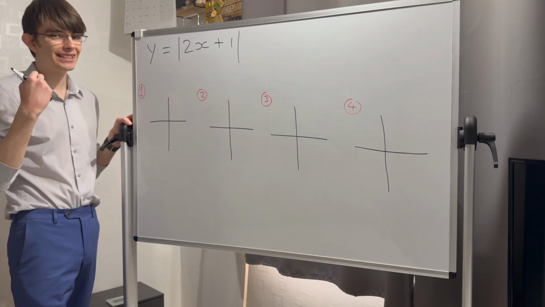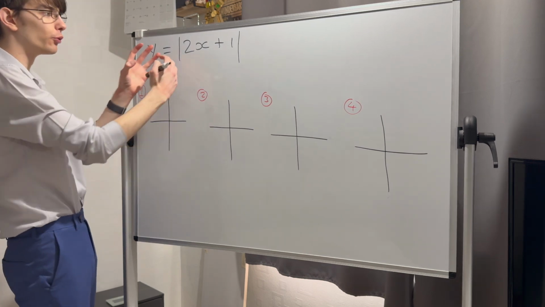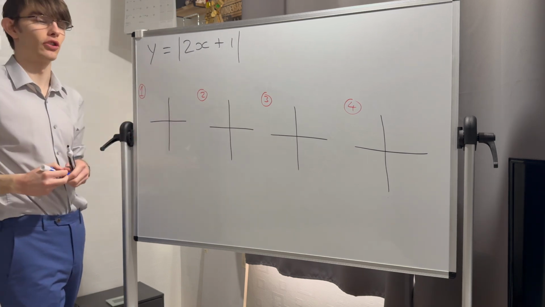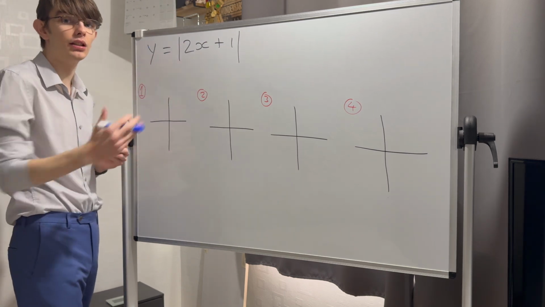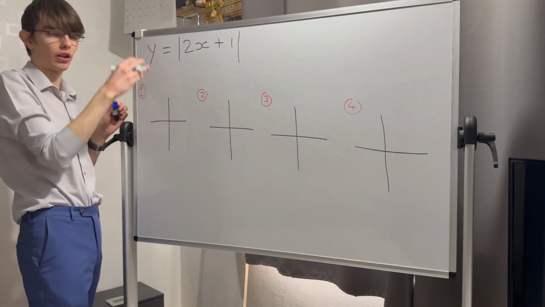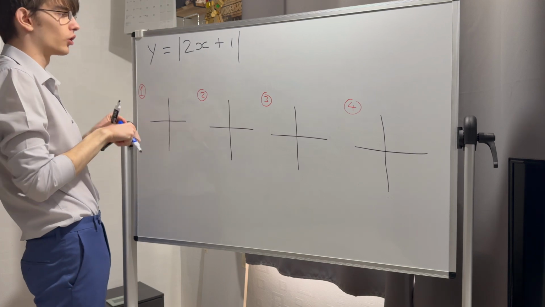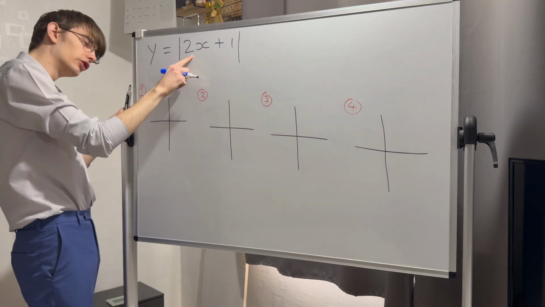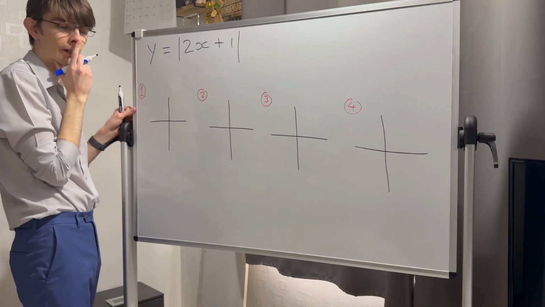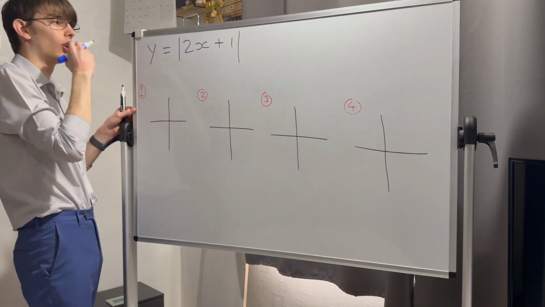So, step 1 is we are going to break up this function into its bare essentials. What is actually happening in this function? Well, I've got a y on one side, which is good. I don't have to worry about that. And then I've got an x that's being multiplied by 2, adding 1, and the whole thing's being modulus. So, how can I break this up?